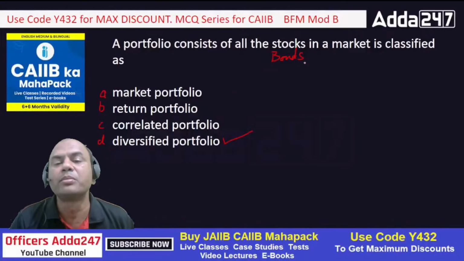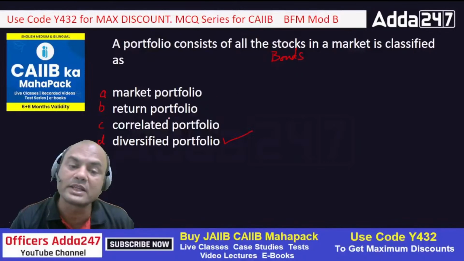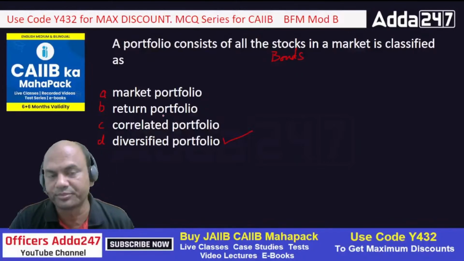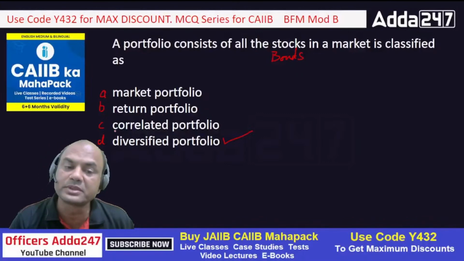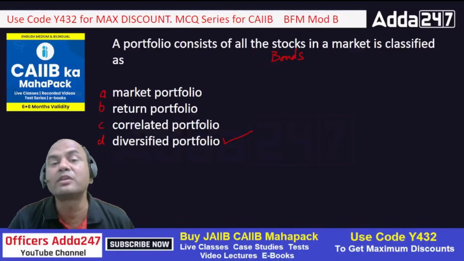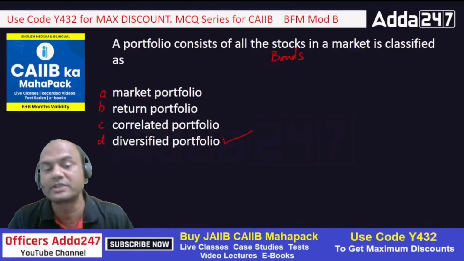Correlated, that is again illogical. Of course correlation is a part of the portfolio. It's a study, it's called beta. Okay, that beta is to be studied, but that doesn't mean portfolio. That is a method of studying. So the correct answer is diversified. Okay.